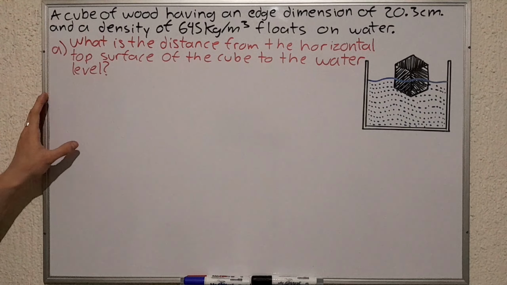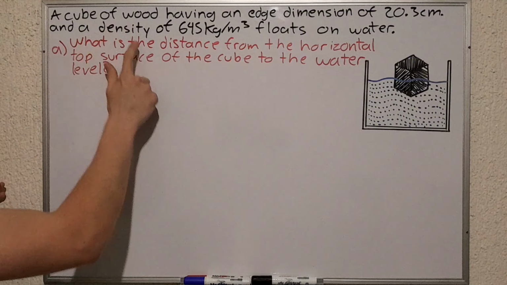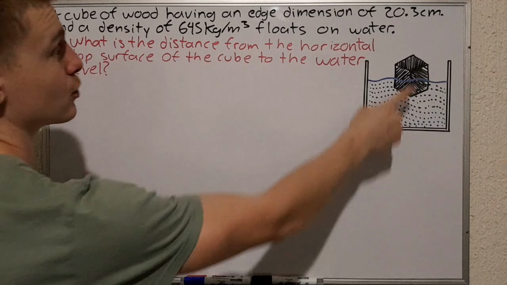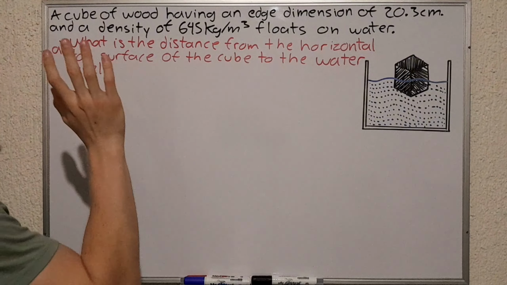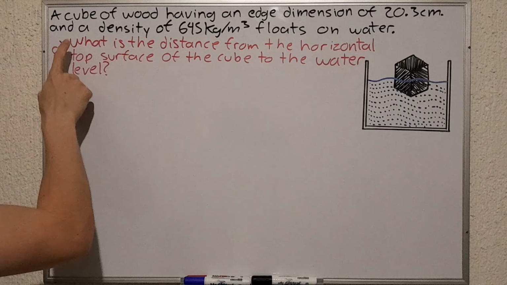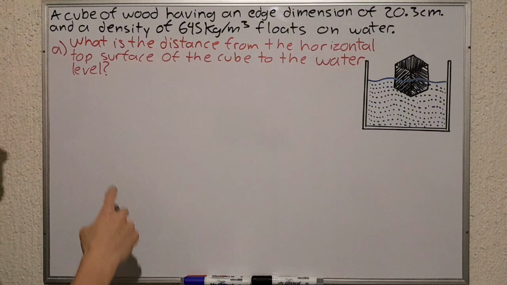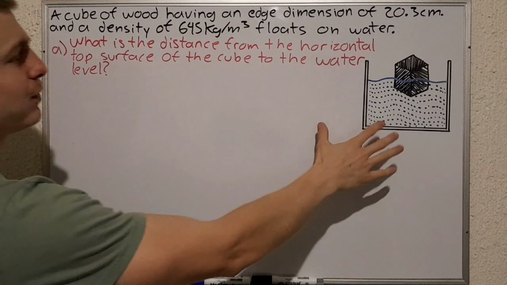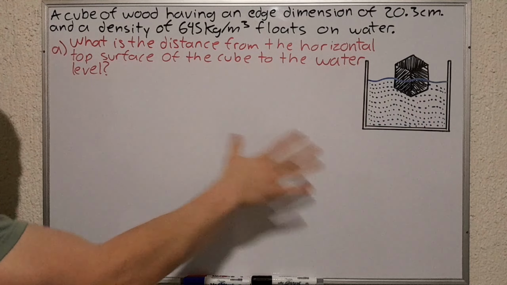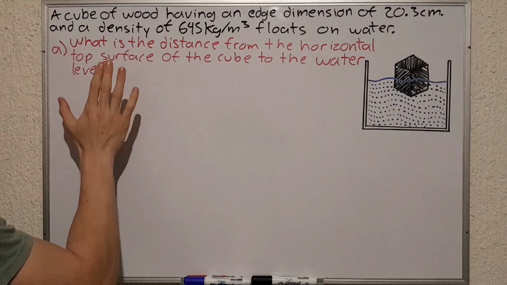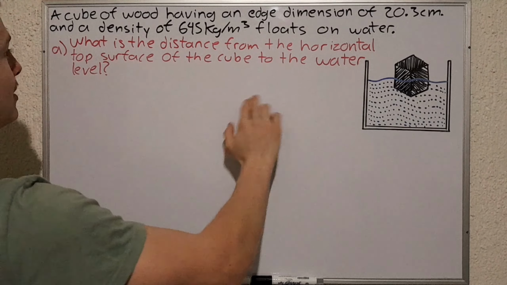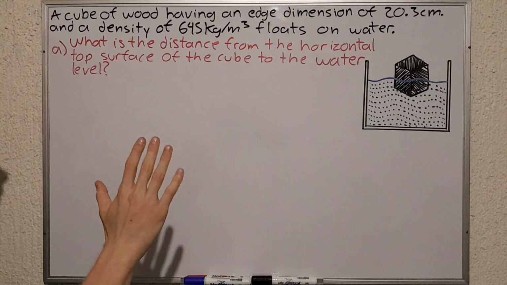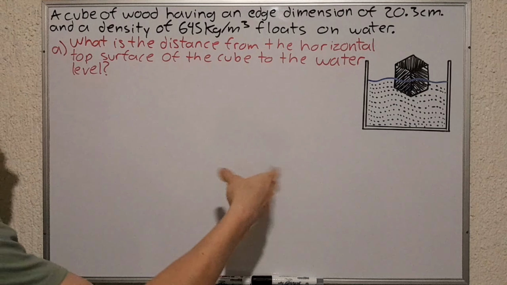The problem says that a cube of wood, here's my cube of wood, has an edge dimension of 20.3 centimeters. It then has a density of 645 kilograms per cubic meter. Now it floats in water though, right? The question here says, what is the distance from the horizontal top surface of the cube to the water level? Now let's make a comprehension of the problem.